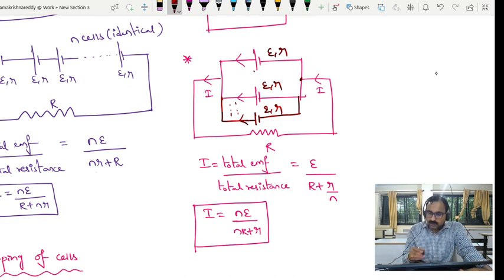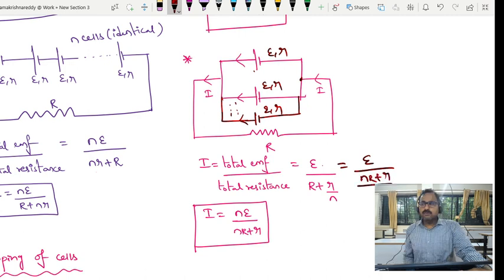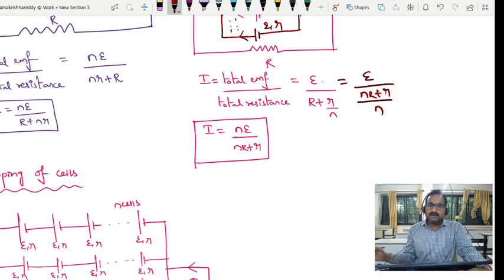Why did you write that? Total EMF is the same, that is E only. R plus, since n resistors are connected in parallel, the effective resistance becomes R by n only. So modify that one: you take LCM, E divided by (nR plus R) divided by n. That n goes to the numerator. I is equal to how much are you getting when it comes to the numerator? Then we get nE divided by nR plus R.